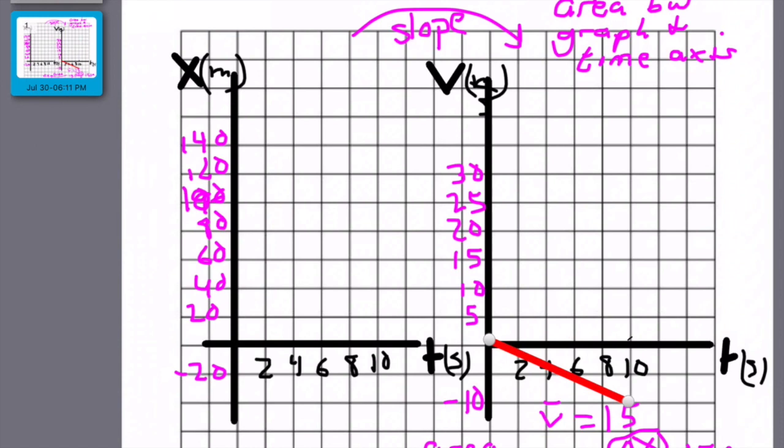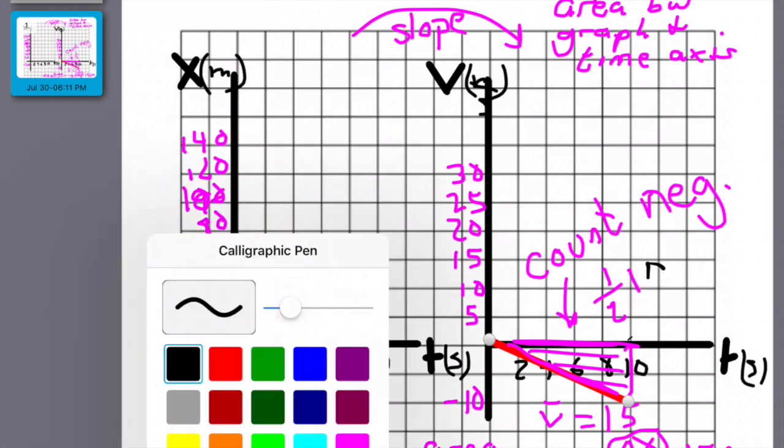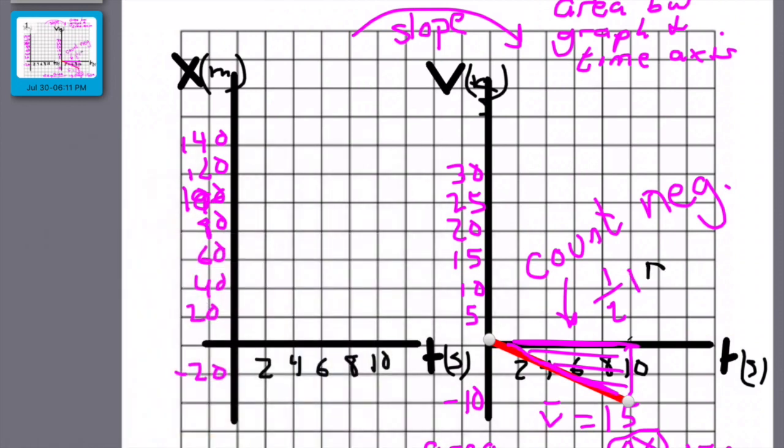Okay, so if I were going to fill this in, I'd have to fill in that triangle. Remember, it's the area between the graph and the time axis. So it'd be 1/2 times 10 times negative 10. And we count this as negative because it's going in the negative direction the entire time. If you have a negative velocity, you're moving in the negative direction. So this has to count as negative. That's going to be negative 50 meters is the displacement.